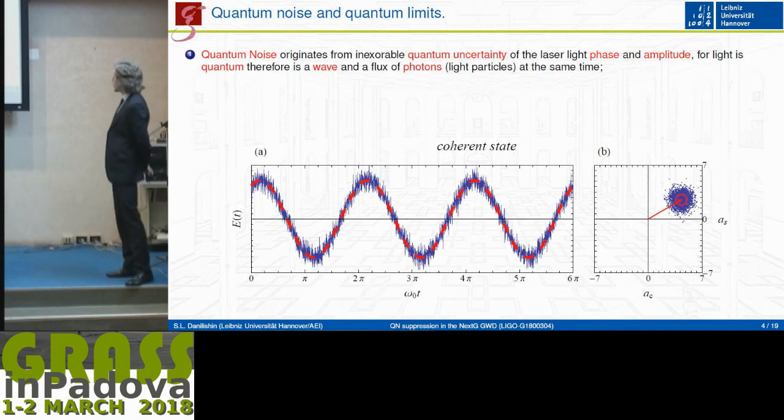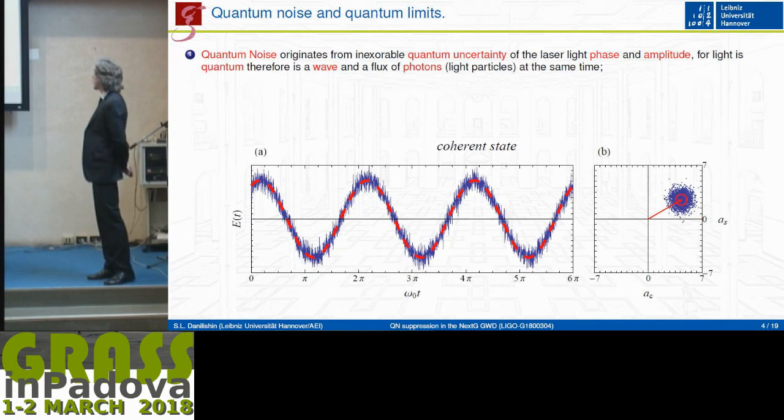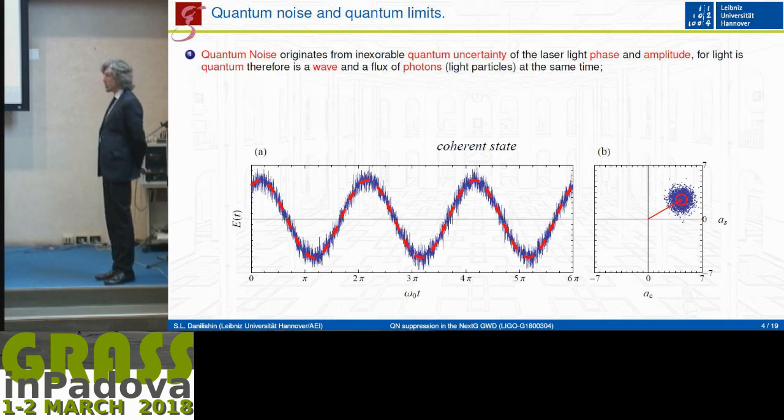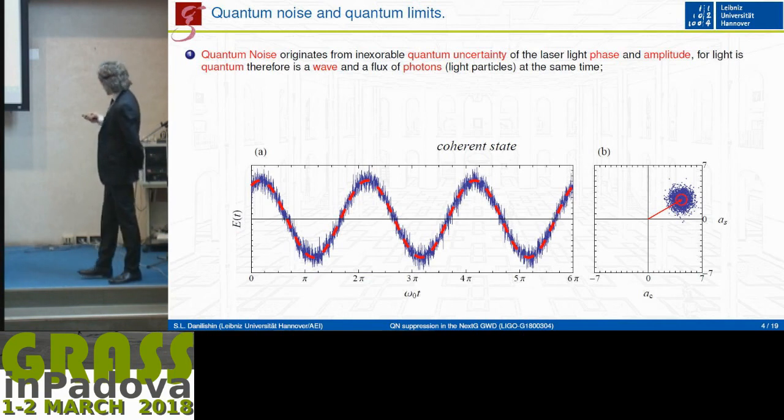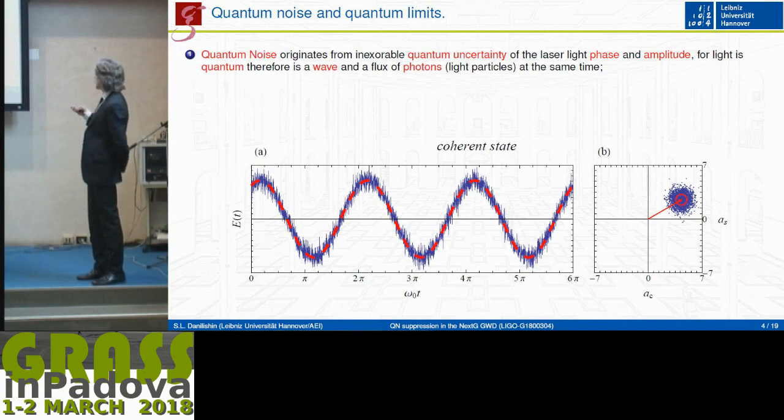Quantum noise. So what is the quantum noise? Basically, this is the fundamental noise source which originates from the inexorable quantum uncertainty of the phase and amplitude of the laser light that we use in gravitational wave detectors to detect the motion of the mirrors. It comes from the duality of the electromagnetic wave as a wave and at the same time a flux of particles, of photons. So if we look closely at our electromagnetic wave, that is basically what we will see. This hairy sinusoidal is basically the quantum noise.